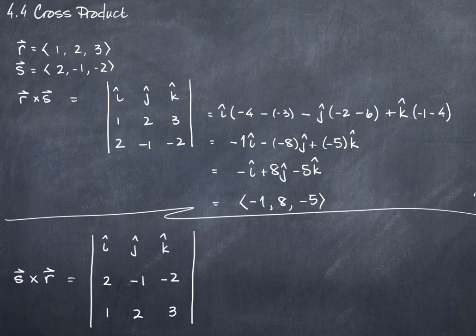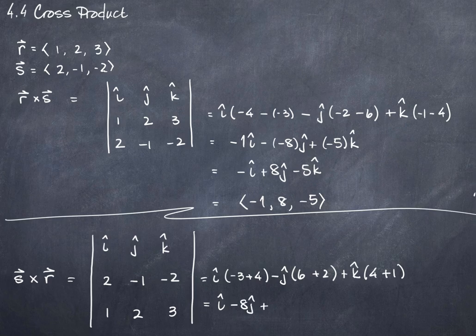all right. So very quickly here, I'm going to write this as I times the subdeterminant of those four terms, which is negative 3 minus negative 4, minus j. I'm now just jumping to the fact that I know this coefficient is going to be positive. This one's going to be negative. This one's going to be positive, right? So I'm just jumping right in there with that negative. Negative j times 6 minus negative 2 plus k times 4 minus negative 1, which gives me 1i minus 8j plus 5k. And as you can see, they are not the same.